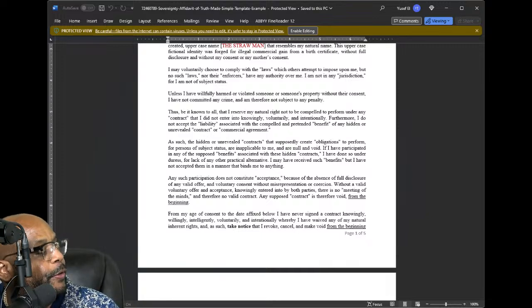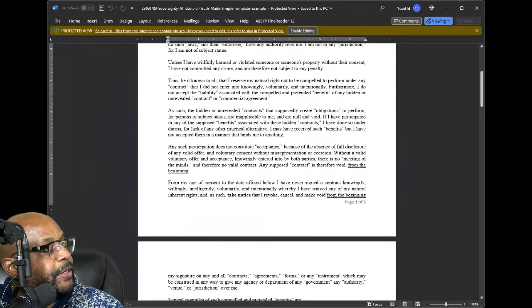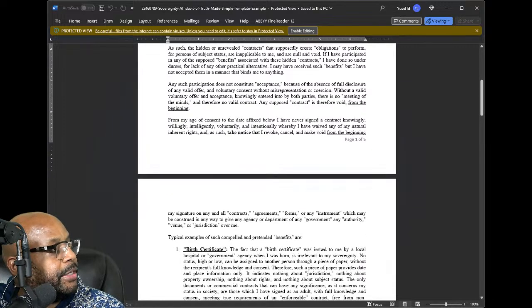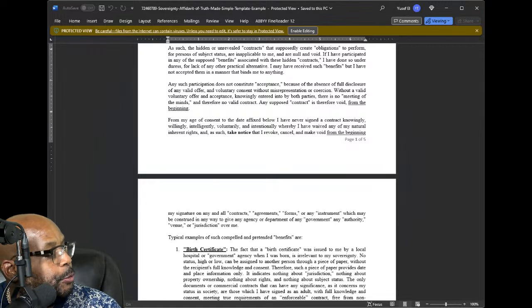Without a valid voluntary offer and acceptance knowingly entered into by both parties, there is no meeting of the minds and therefore no valid contract. Any supposed contract is therefore void from the very beginning. Void ab initio. From my age of consent to the date affixed below, I have never signed a contract knowingly, willingly, intelligently, voluntarily, and intentionally whereby I have waived any of my natural inherent rights, and as such, take notice that I revoke, cancel, and make void from the beginning my signature on any and all contracts, agreements, forms, or any other instrument which may be construed in any way to give any agency or department of any government any authority over venue or jurisdiction over me.